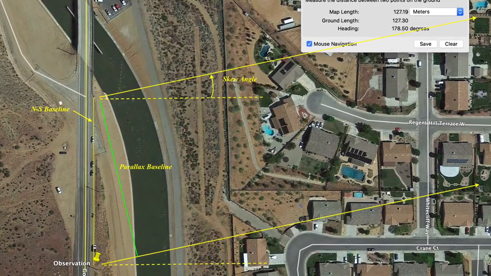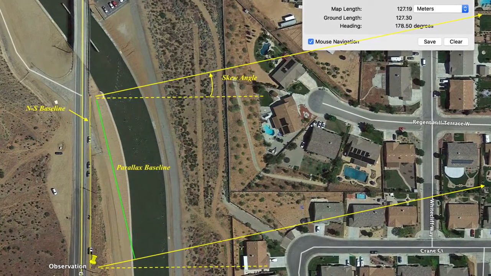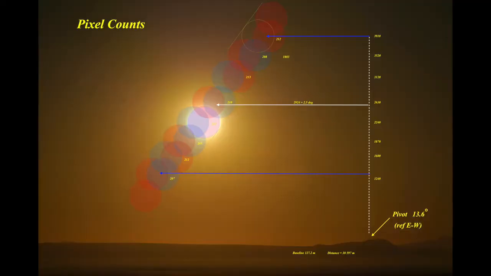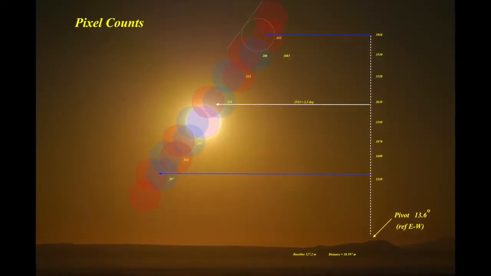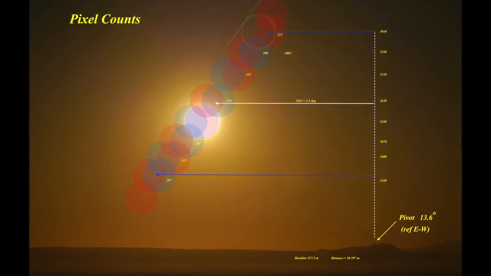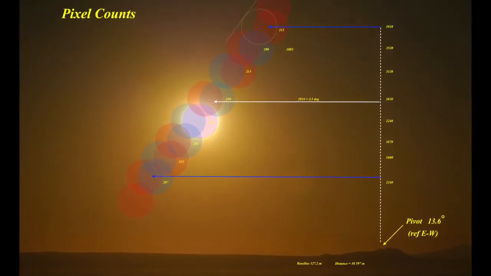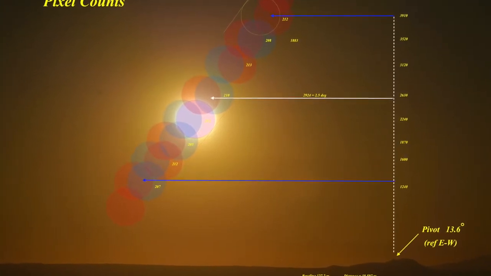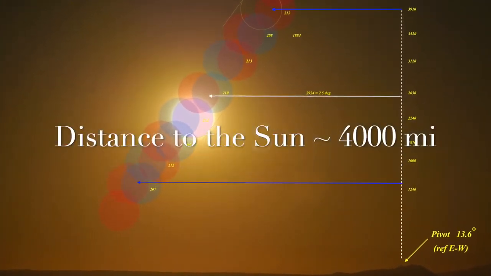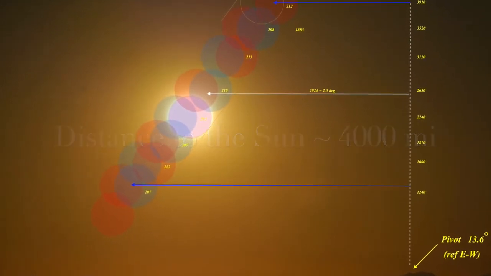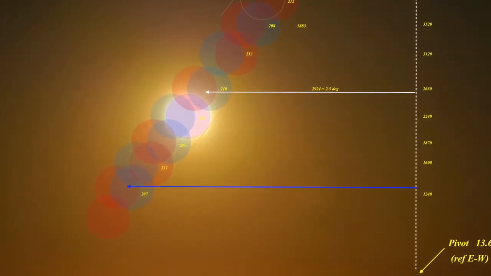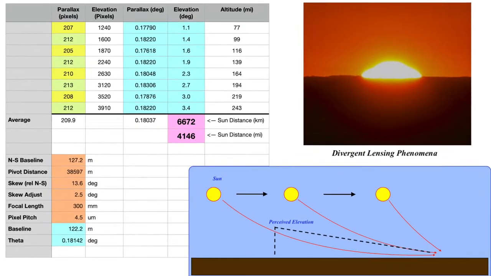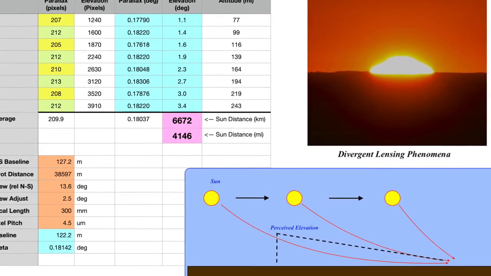But I had the data and I kept cranking and the results were just incredible. I've thought of everything, including the horizontal difference relative to the pivot. This was foolproof and it paid off. The distance to the sun came out to about 4,000 miles, folks. Curiously, same as the radius of the Earth. What is going on?